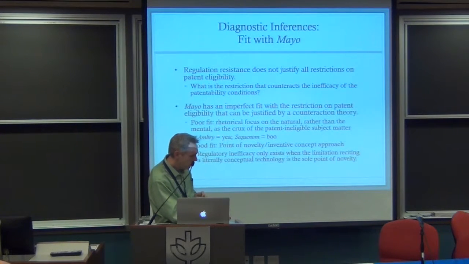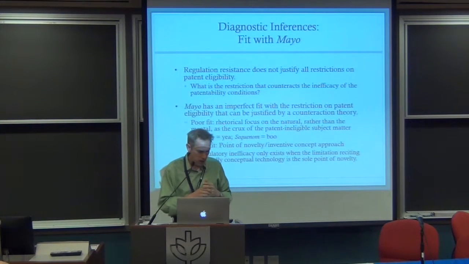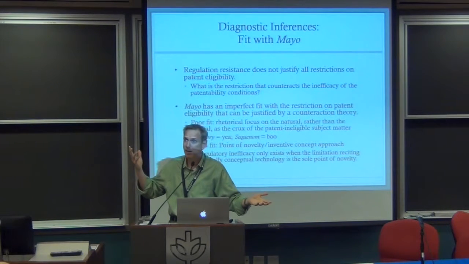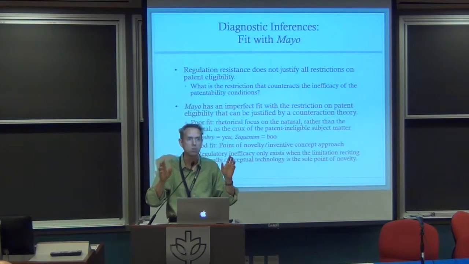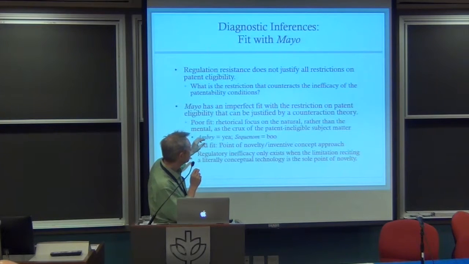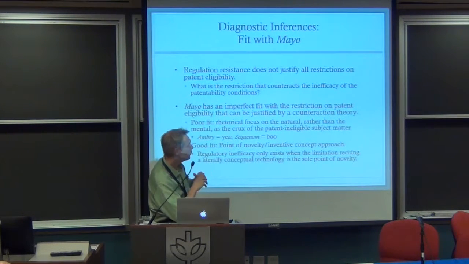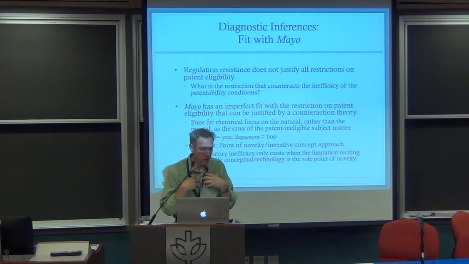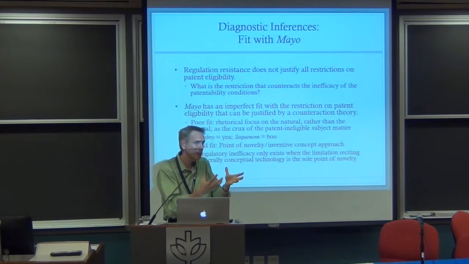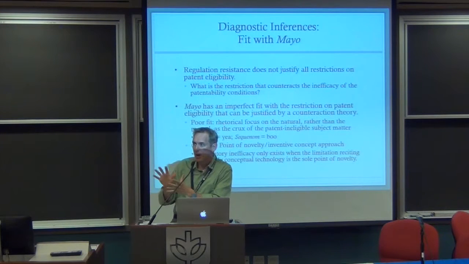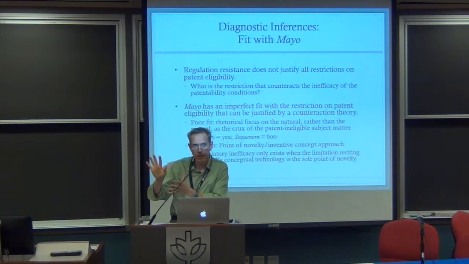Finally, the fit with Mayo. I'm not trying to say that this theory can justify any restriction on patent eligibility at all. That clearly is false. It's only a set of very limited restrictions where what you're doing is compensating for regulatory inefficacy within the patentability conditions. So in the Mayo case, I would argue that there's a poor fit between Mayo and my theory insofar as I'm viewing Mayo as a mental steps case, whereas Mayo views itself as a restriction on patent eligibility that keeps patent law out of the natural.